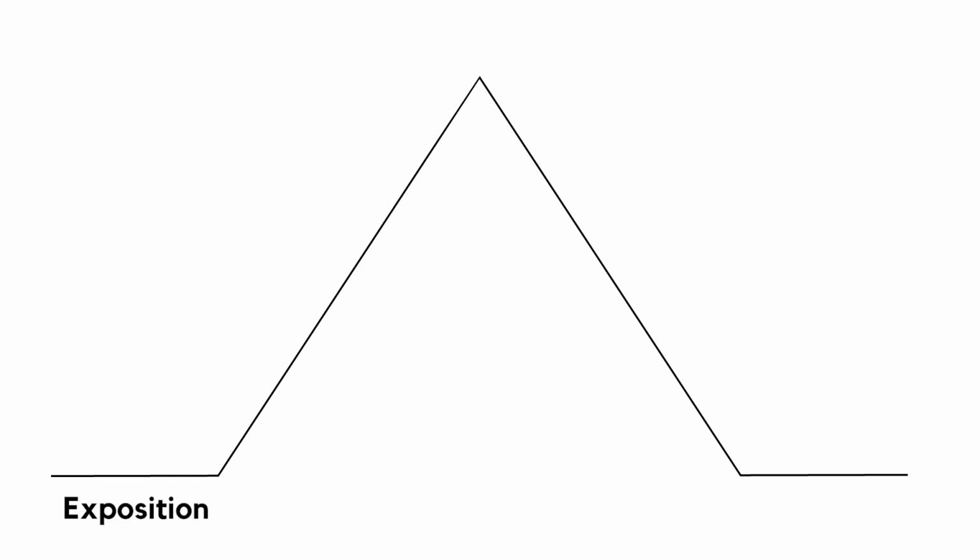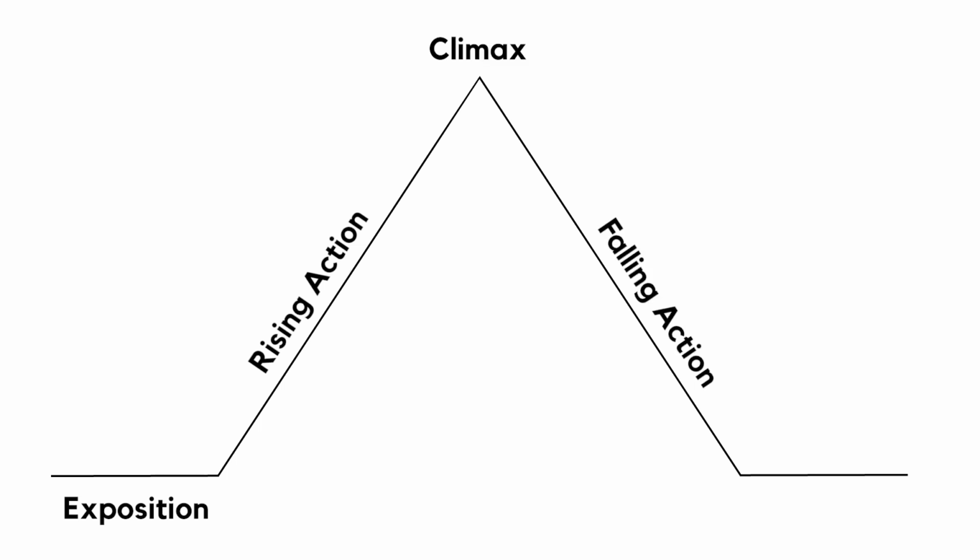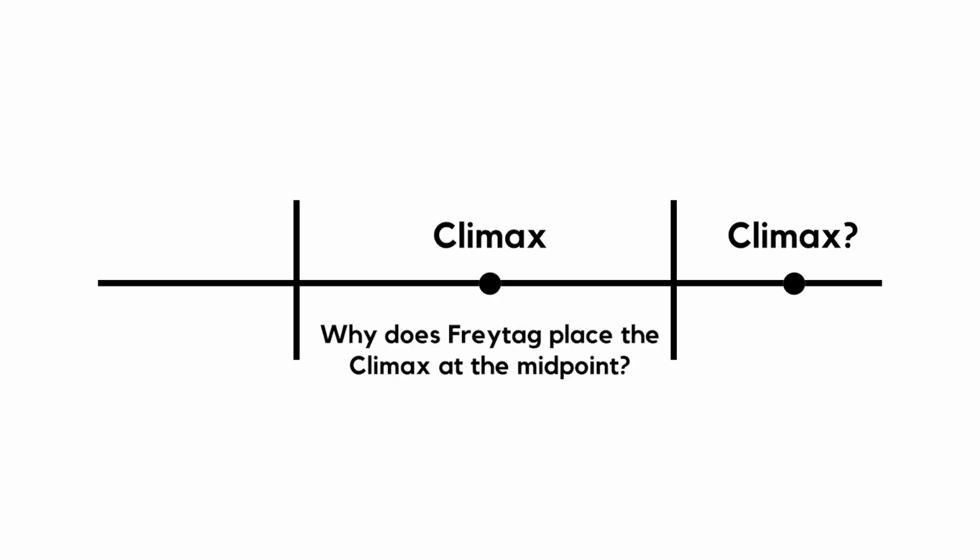The beginning of the story was called the exposition. Then rising action led us toward the climax in the middle. Then falling action led us away from the climax to the denouement, where the story was resolved. But doesn't the climax take place at the end of the story? Why does Freitag place the climax at the midpoint?